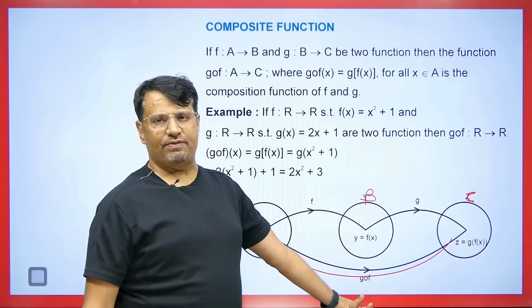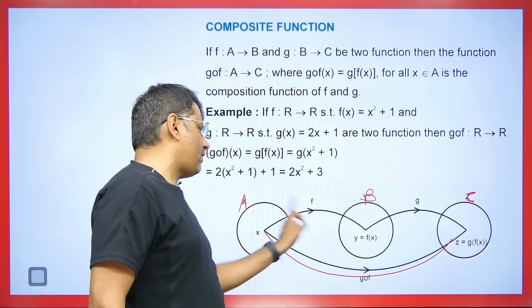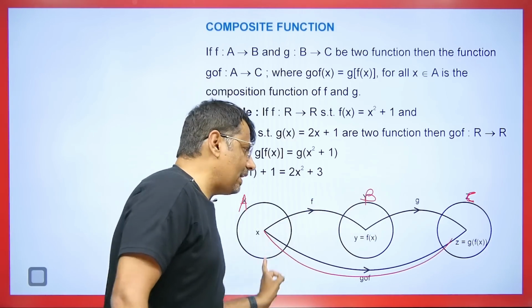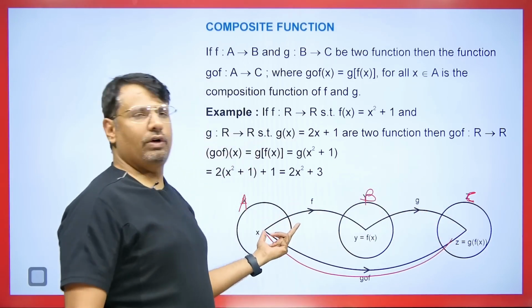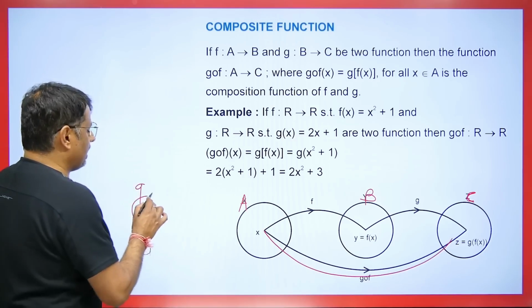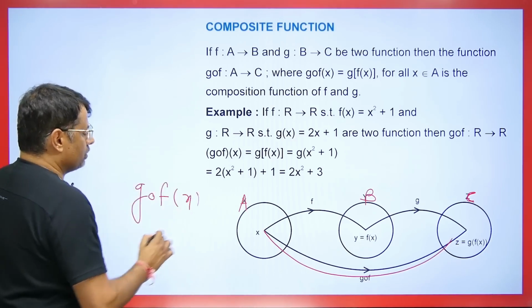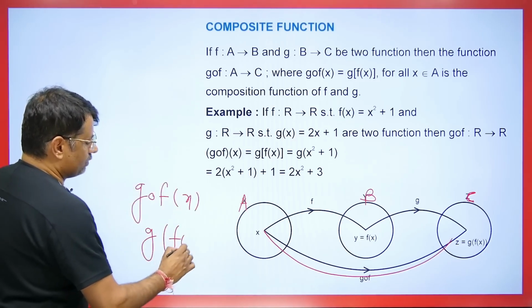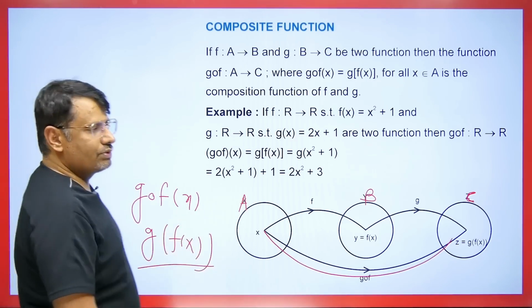We denote this function as g o f. It means that this is f and this is g, so the function we have here will directly be denoted as g o f. And the g o f that we have here is g(f(x)). Is it right? I will show you how to calculate the values for this.